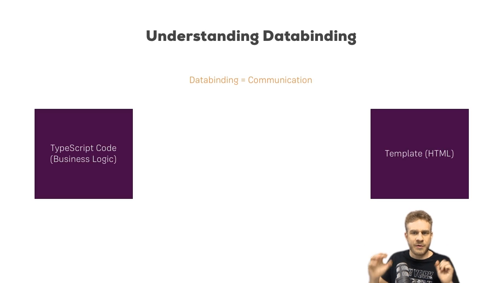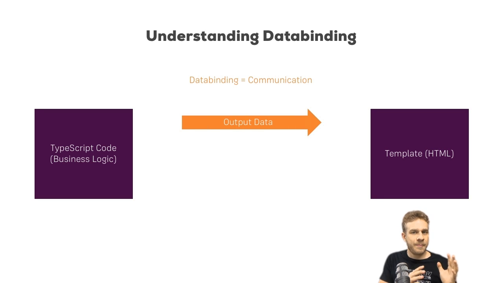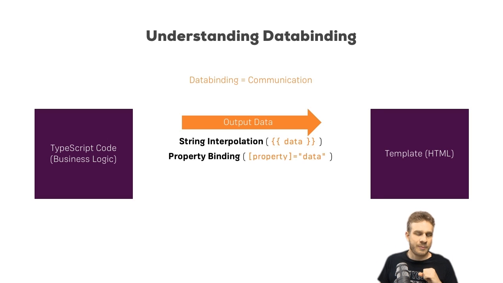So we need some kind of communication between both pieces to be able to really, well, do something in our app. That is where data binding comes into play because it is responsible for this communication. We get different ways of communication now. For example, we want to output data from our TypeScript code in the HTML code, in the template. We can use string interpolation for this.